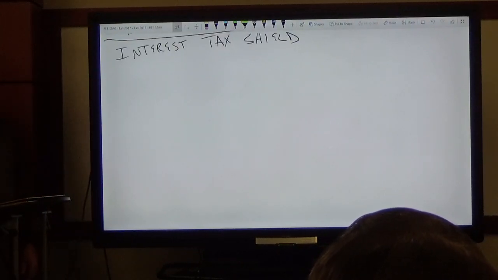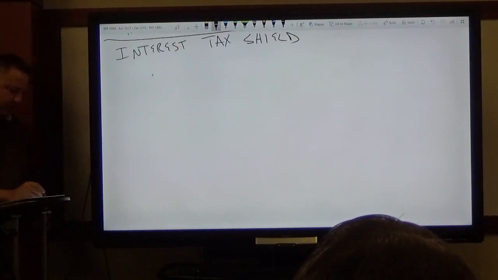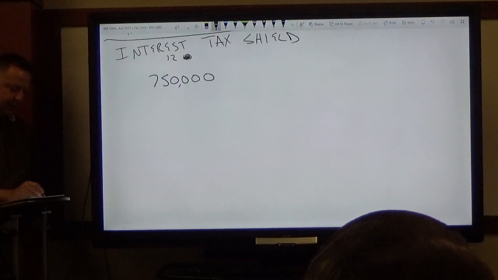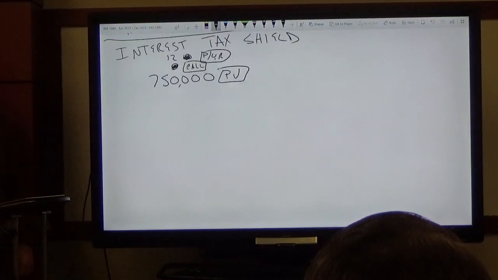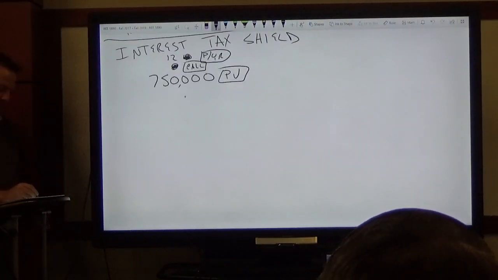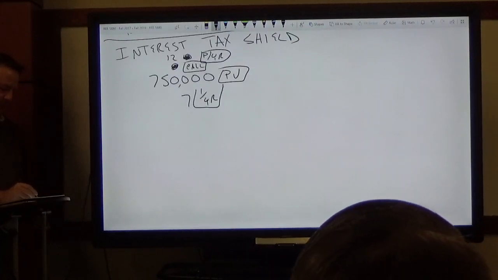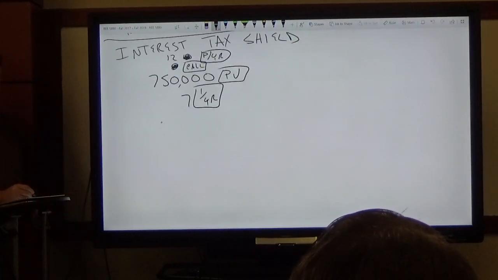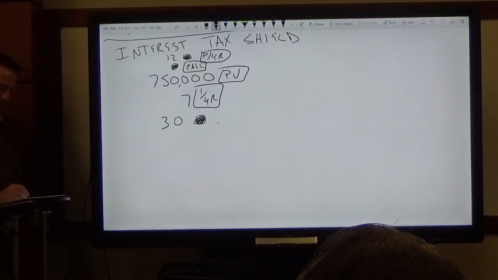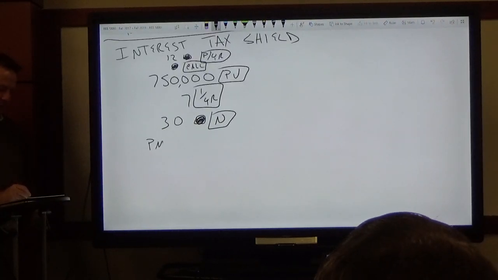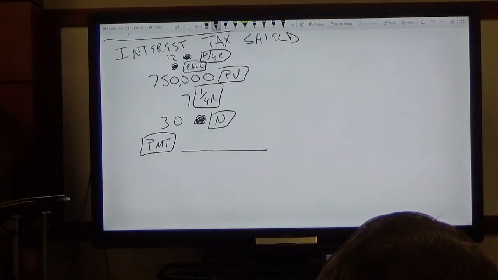All right, give me a loan amount. $750,000. Okay, $750,000, and once again, we're going to make the assumption this is monthly, so 12 payments per year. Okay, give me an interest rate on the loan. 7%. All right. And give me an amortization term. 30 years. Okay, so the first thing we're going to do is calculate our payment. All right, let's do that real quick.